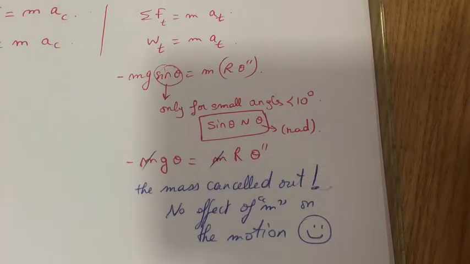When you project on the tangential direction, the weight tangential is equal to mg sine theta, and you replace sine theta for small angles by theta itself. And A tangential on the other side of the equation is equal to R theta second by definition. You cancel out the mass, so the equation is independent of the mass, and you have your differential equation in angular variables.